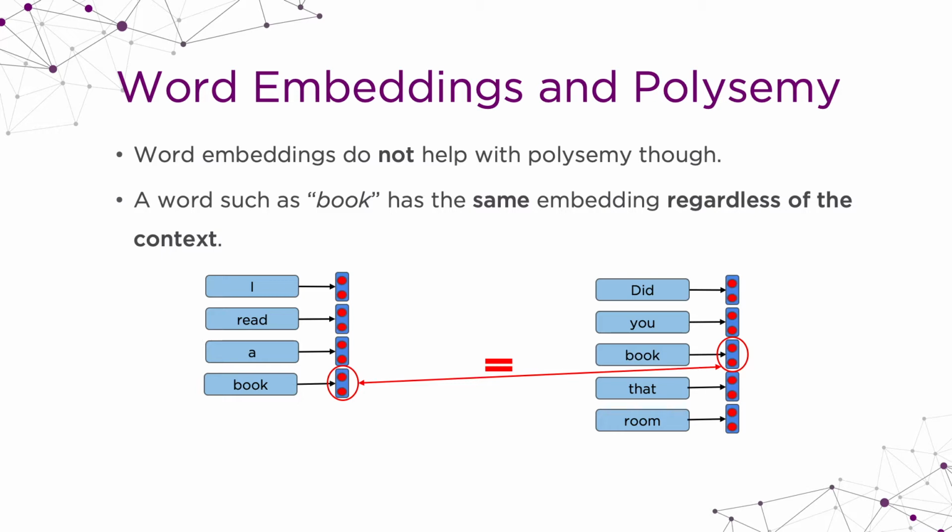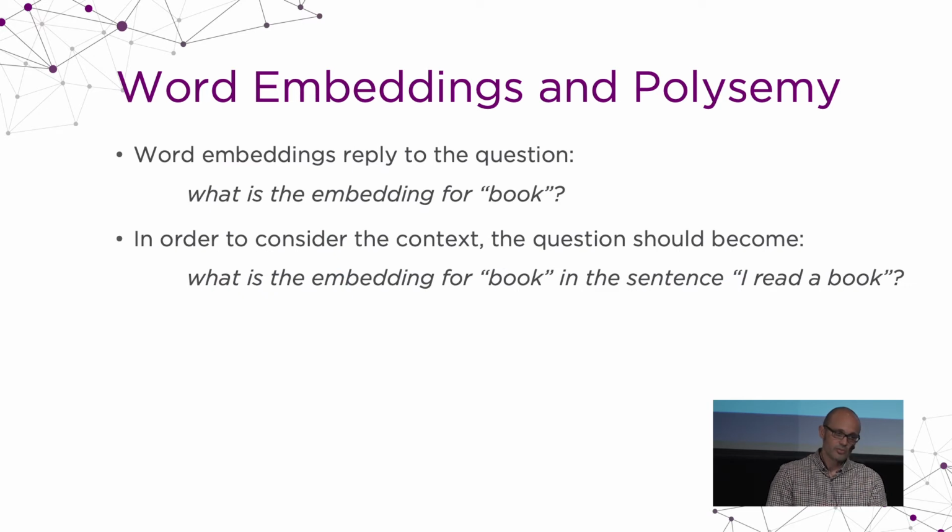So how can we solve this? Well, the intuition is that with word embeddings, we are basically answering the question, what is the embedding for a given word? Like in this case, give me the embedding for the word book. But if we want to consider the context so that we will be able to deal with the problem of polysemy, we should change this question. It should become something like, what is the embedding for the word book, given that the context is, I read a book?